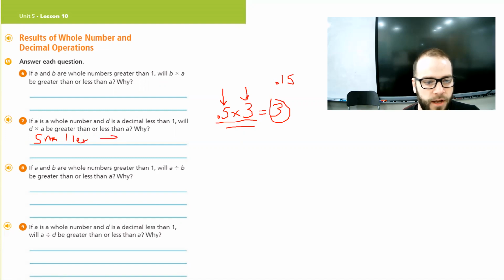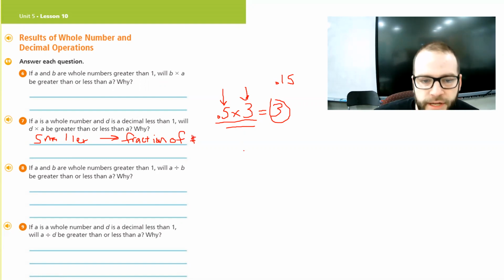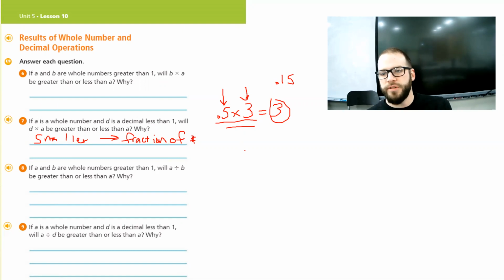Why? Because you're taking a fraction, or a part, of the number. Makes sense, right? In our example, you're taking 5/10, which is half of 3. Of course it's going to be smaller. And that's always true. Whenever you take a decimal or a fraction of something, your answer is smaller.